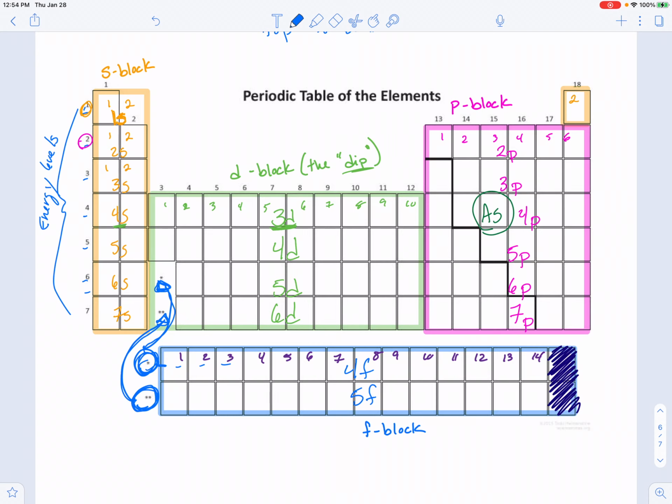All right. So just as a reminder, your S block is one orbital, so one little spherical orbital, and it can hold a max of 2 electrons. Remember that your P sublevel has 3 orbitals, so it can hold a max of 6 electrons.